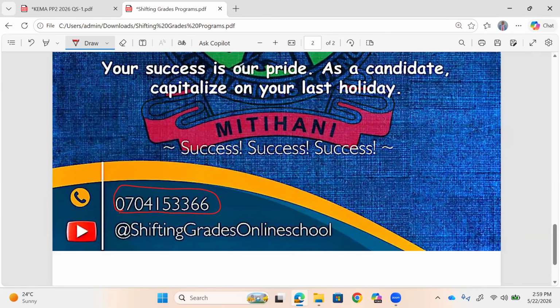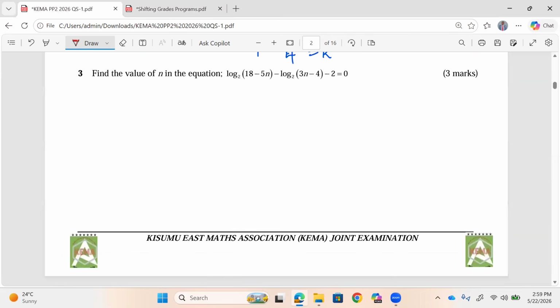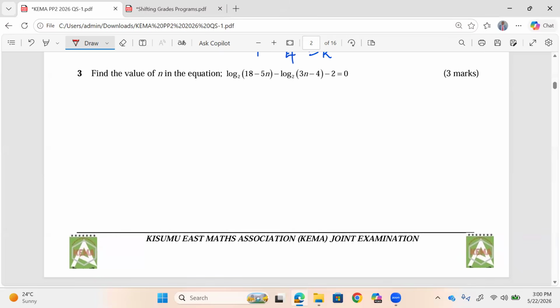So you're most welcome. We can get back to the paper now. Number 3. Sorry for that interruption. Number 3. The question says that we find the value of n in the equation logarithm base 2 of 18 minus 5n minus the logarithm base 2 of 3n minus 4 minus 2 equals 0.